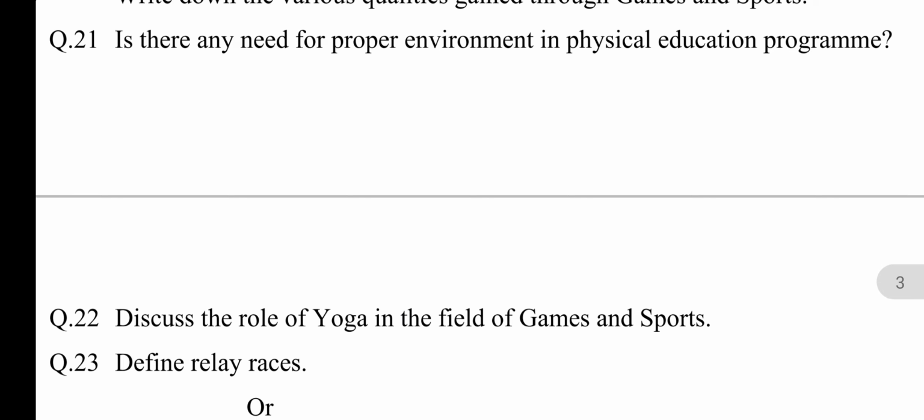Question number 21. Is there any need for proper environment in physical education program? This question is related to chapter number 5, sports and environment. The answer may be: first of all, introduction of sports environment. Sports environment is considered as a healthy and positive environment.